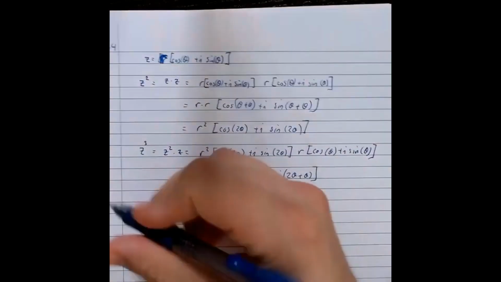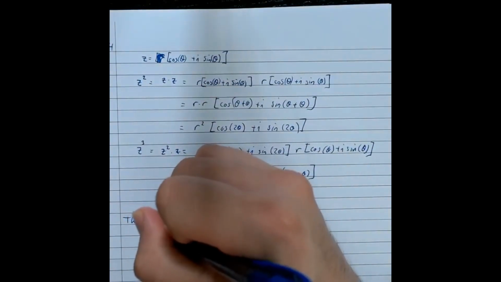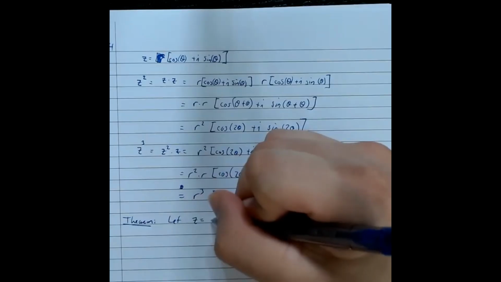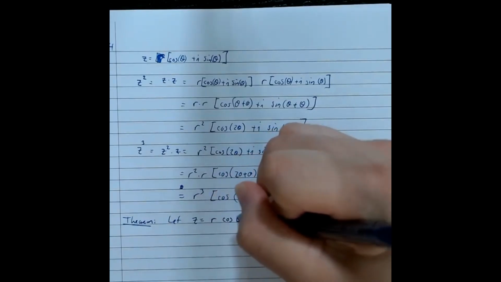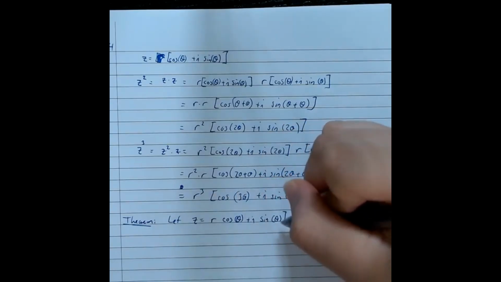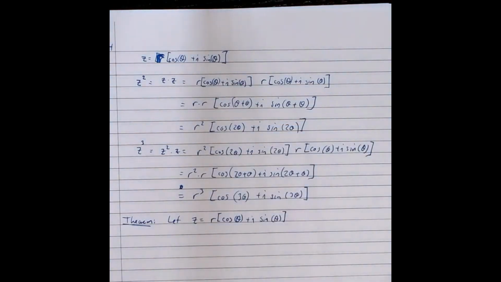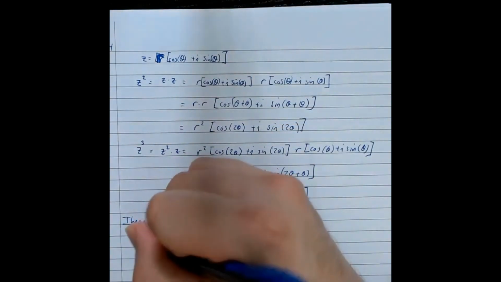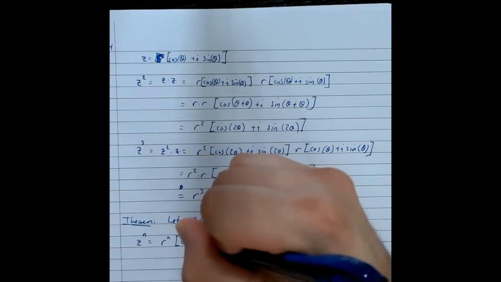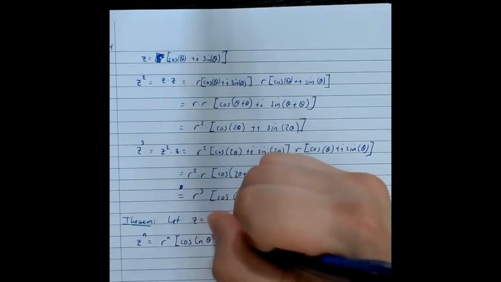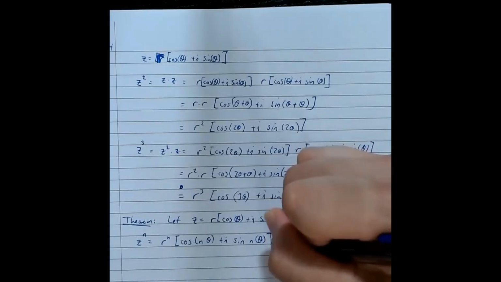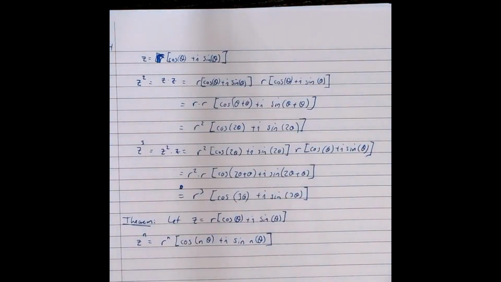Okay. This brings us to our theorem of the section. Let z be given by r cosine of theta plus i sine of theta. In other words, let z be a complex number that's written in its polar form. Then z to the n is equal to r to the n times cosine of n times theta plus i sine of n times theta. This is called de Moivre's theorem.